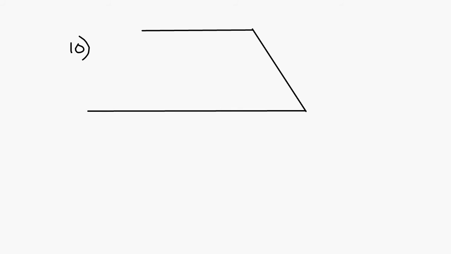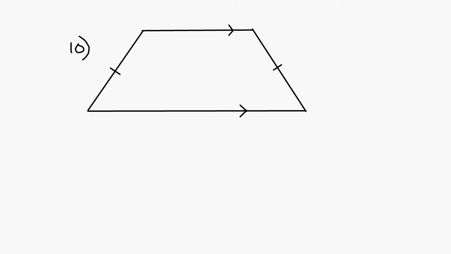Number 10. J and M are the base angles of isosceles trapezoid JKLM. So isosceles trapezoid. In an isosceles trapezoid, the legs, which are the non-parallel sides, those are congruent to each other. So the horizontal sides are parallel. The other two sides are called legs, and they're congruent. And that makes this an isosceles trapezoid.